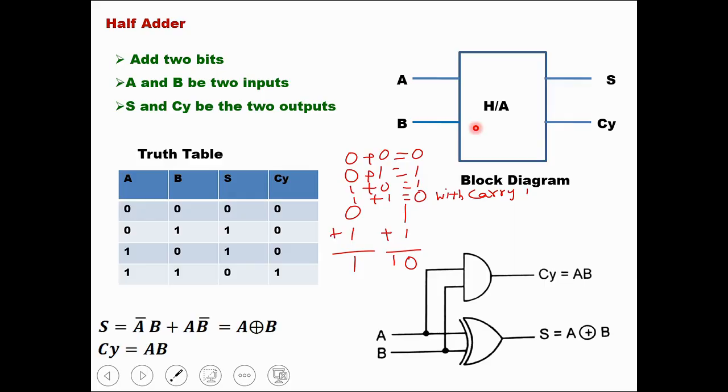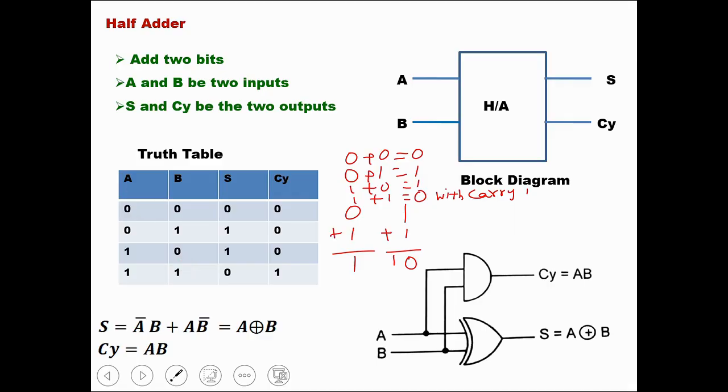So we have to design the half adder circuit starting from truth table. Since we are having two inputs, total number of possible combinations is 4, because we know the formula: the total number of possible input combinations is 2 power n, where n is the number of inputs. So since there are two inputs, 2 power 2 is 4 combinations. So 00, 01, 10, 11.